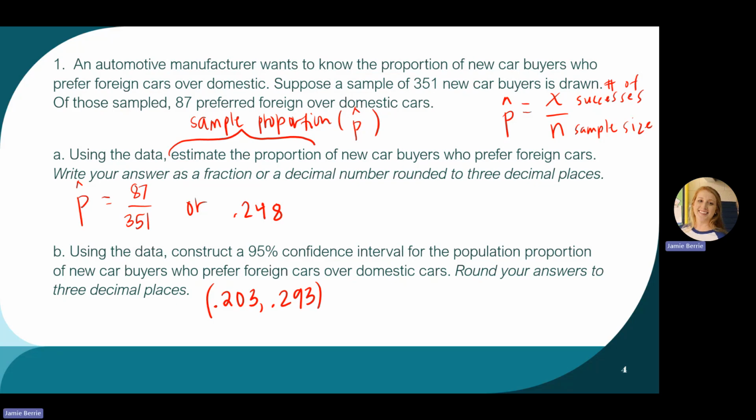I just wanted to make note here of how we got there. We went to stat, we scrolled over to test, and then we had to scroll way down. It ended up being option A, and it said 1 prop Z interval, 1 proportion Z interval.